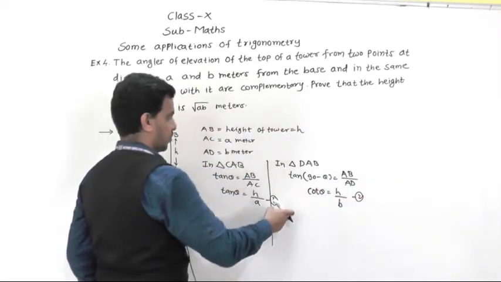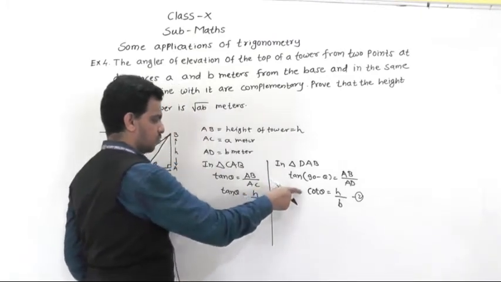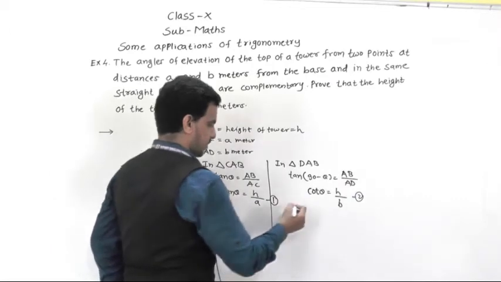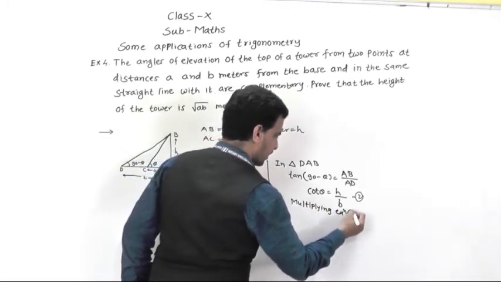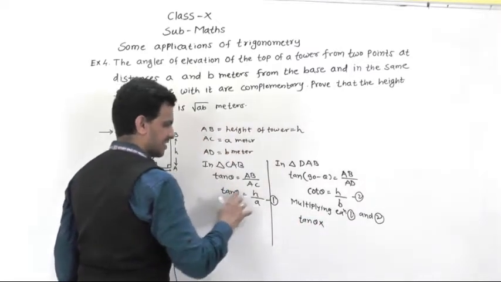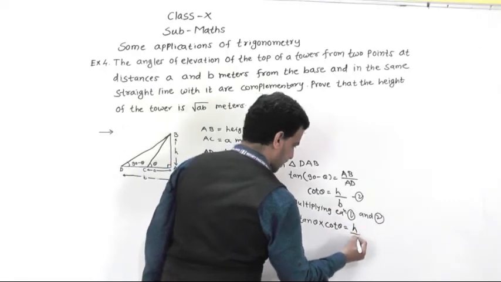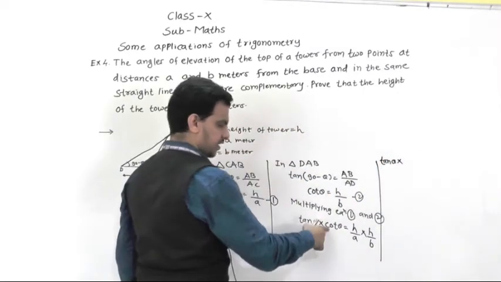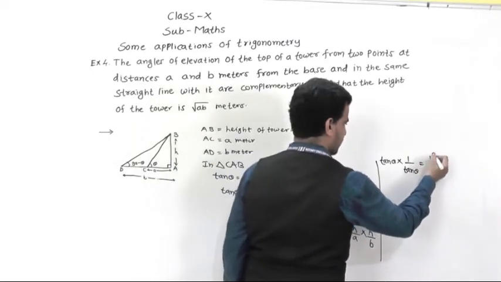To show that the height of the tower is equal to root ab meters, we have to multiply these two equations, because tan theta and cot theta are reciprocals of each other, so that will get cancelled and we will get h equal to root ab. So multiplying equations 1 and 2, tan theta into cot theta is equal to h by a into h by b. Now tan theta into cot theta is equal to 1.